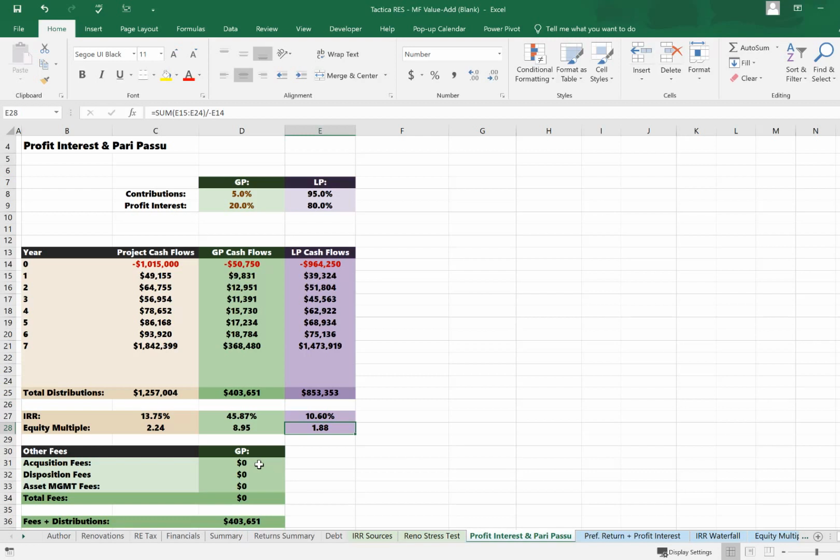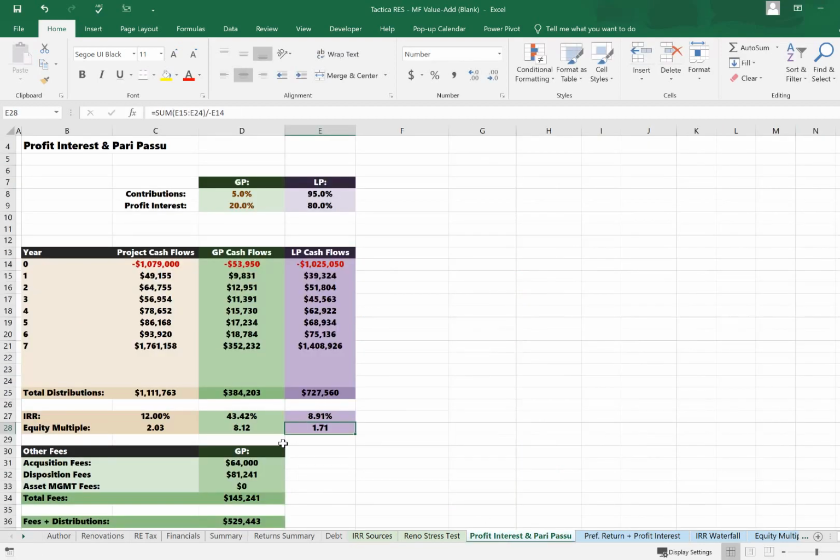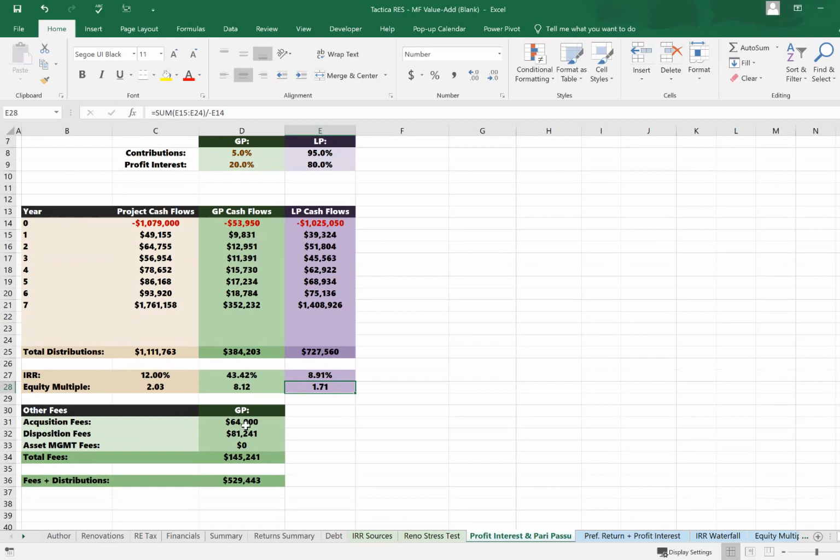So I just ran with that. I have fees separate here. In the model we're currently running, we don't have any. But if we did, for example, go back to our summary tab and put in a 2% residual fee and a 2% acquisition fee, you can come back and you can see that now there's a total that's calculating the fees plus the cash flows from the deal. We still don't have an asset management fee in there, but I do have a row dedicated to asset management where if you charged a percentage of EGI typically, that would flow into the partnership model as well.